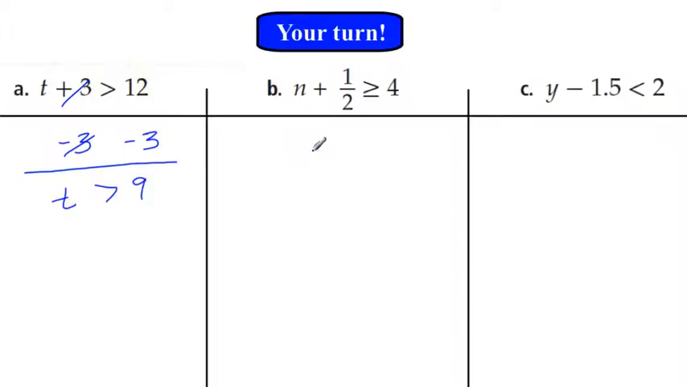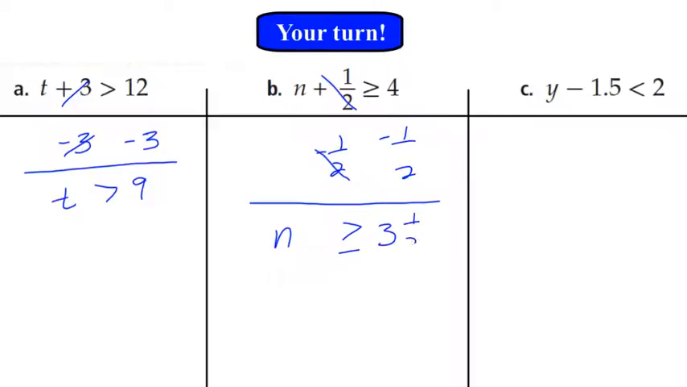In the middle, I'm going to subtract 1/2 from both sides of my inequality. So minus 1/2 on both sides. I have n on the left, my 1/2 drops, a plus 1/2 and a minus 1/2. Your inequality stays the same. 4 minus 1/2 is 3.5. So n is greater than or equal to 3.5.